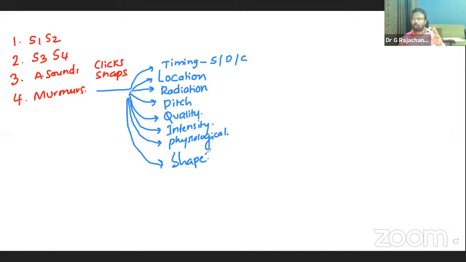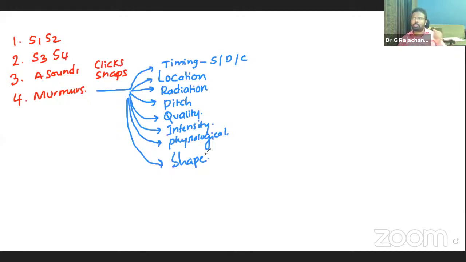Whenever you auscultate, we are actually listening to the heart sounds S1 and S2, whether they are normal, whether they are high in intensity, or whether they are soft. For example, if S1 is very loud, it actually talks about a high stroke volume. Whenever the stroke volume is very high, the S1 becomes naturally louder.